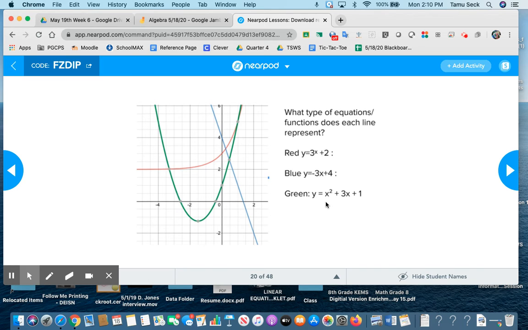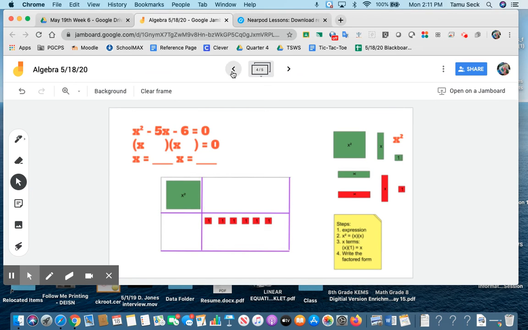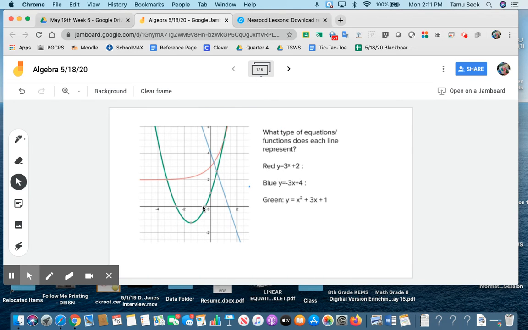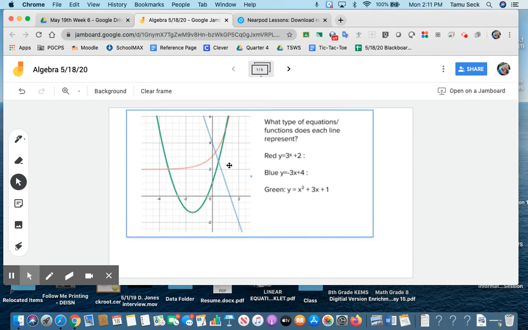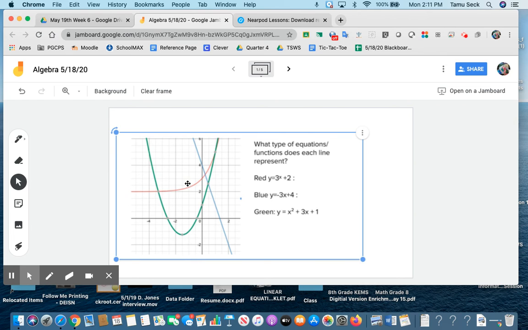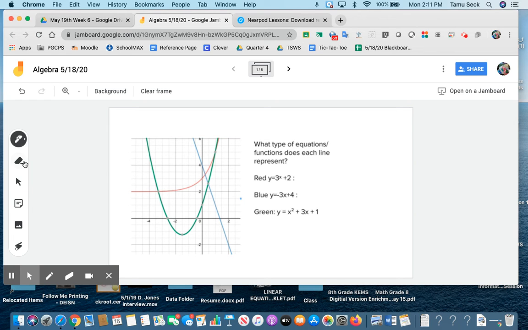Okay, what type of functions does each line represent? Y equals 3 to the x power plus 2, y equals negative 3x plus 4, and green is y equals x squared plus 3x plus 4. Well, the red one, y equals 3 to the x plus 2. So it begins at 2, right here.